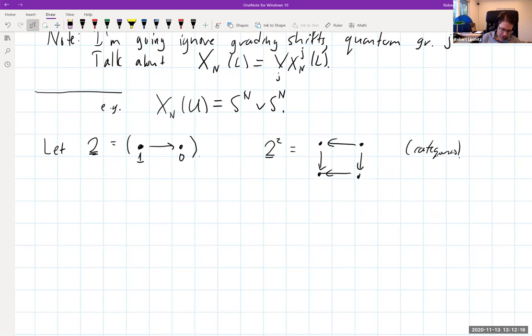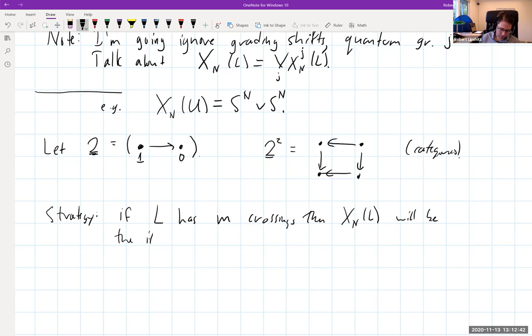So here's the strategy. If our link diagram L has M crossings, then XN of L will be the iterated mapping cone of a map from 2 to the M to spaces, and in fact each vertex will be sent to a wedge sum of spheres.